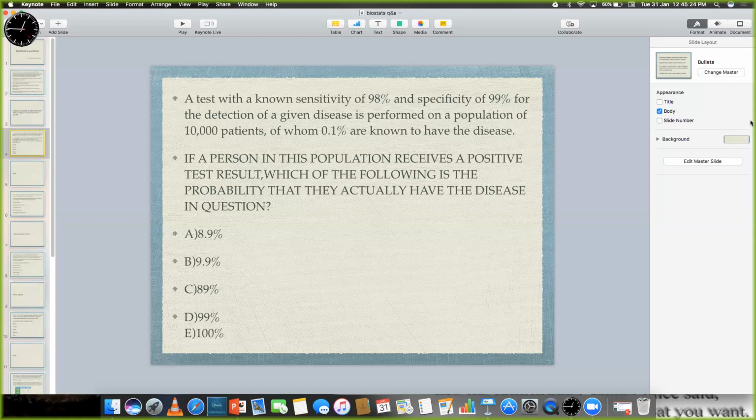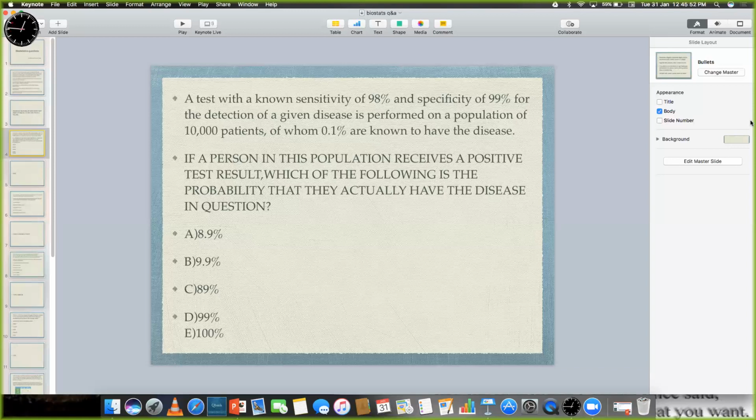Okay. Does somebody calculate it? 9,890 is what? D. Right? So if this column is 9,890, it's what? 100.